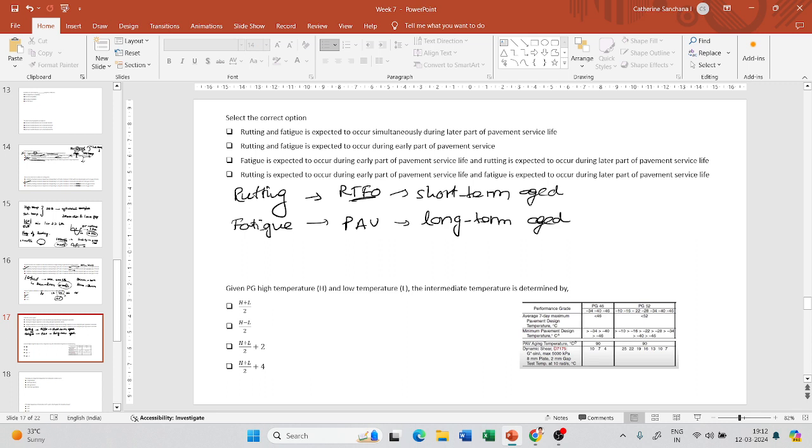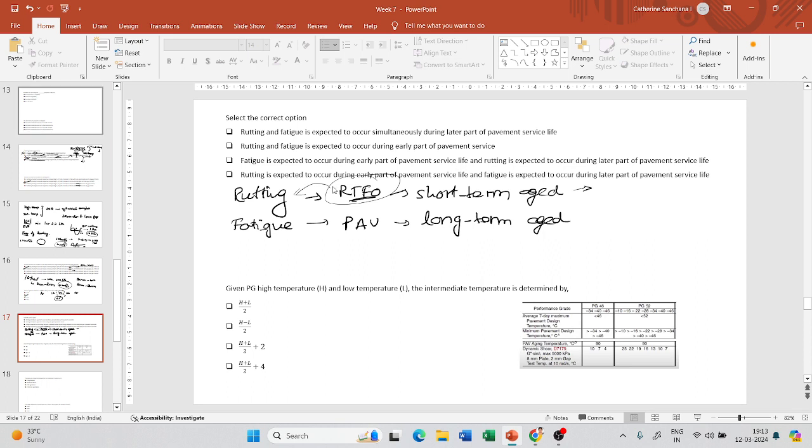What does short-term aging signify? The mixing, storage, compaction, right? The aging that occurs during this period is the short-term aging of the bitumen. That is simulated by RTFO aging, and you use an RTFO aged sample for rutting because you expect rutting to occur in the early stages of the pavement service life. And for fatigue, you use a PAV aged sample because PAV aging is used to simulate the long-term aging, that is the aging that occurs during the service life of the bitumen, right?